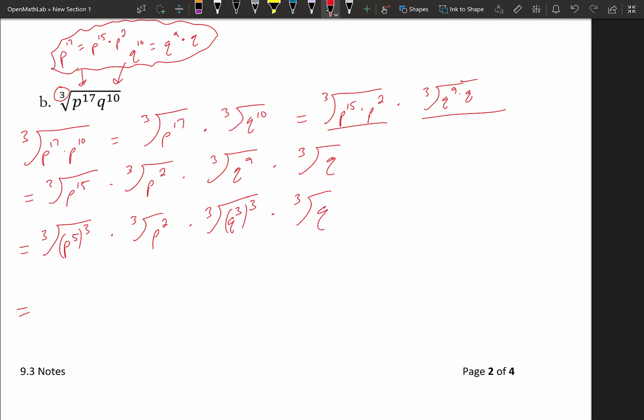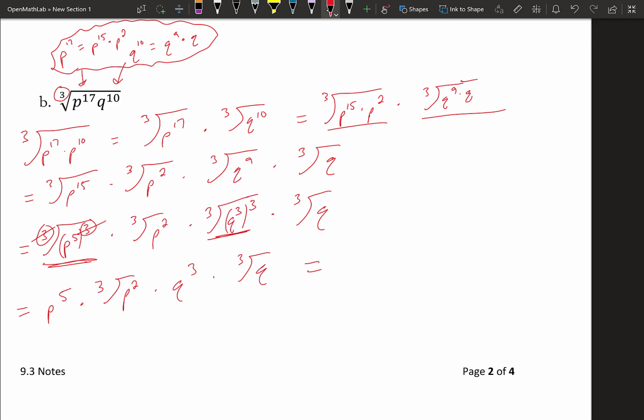Now this guy is going to reduce down to just p to the 5th, because I have p to the 5th cubed and the cubed root of that, so the 3's essentially cancel out. So this would be times the cubic root of p squared, and this guy simplifies down to q to the 3rd power, and then we have times the cubic root of q.